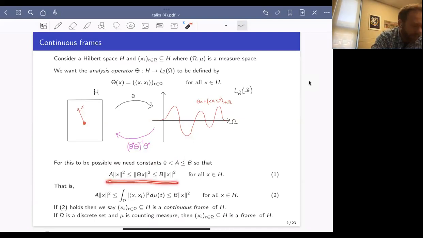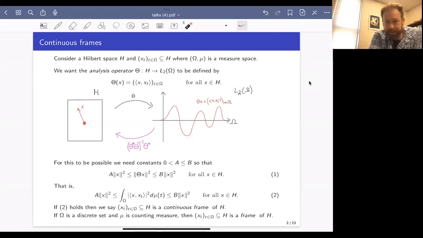And so this is just called the frame inequality. And essentially having a frame says that this kind of setup is possible. And if I wanted to express it in terms of the exact L2 norm, this would be the frame inequality. And so if this holds for some constants a and b, then we say that this collection of vectors is a continuous frame. If I have instead a discrete set with counting measure, then this integral just becomes a sum, and it looks like the normal inequality for a discrete frame.